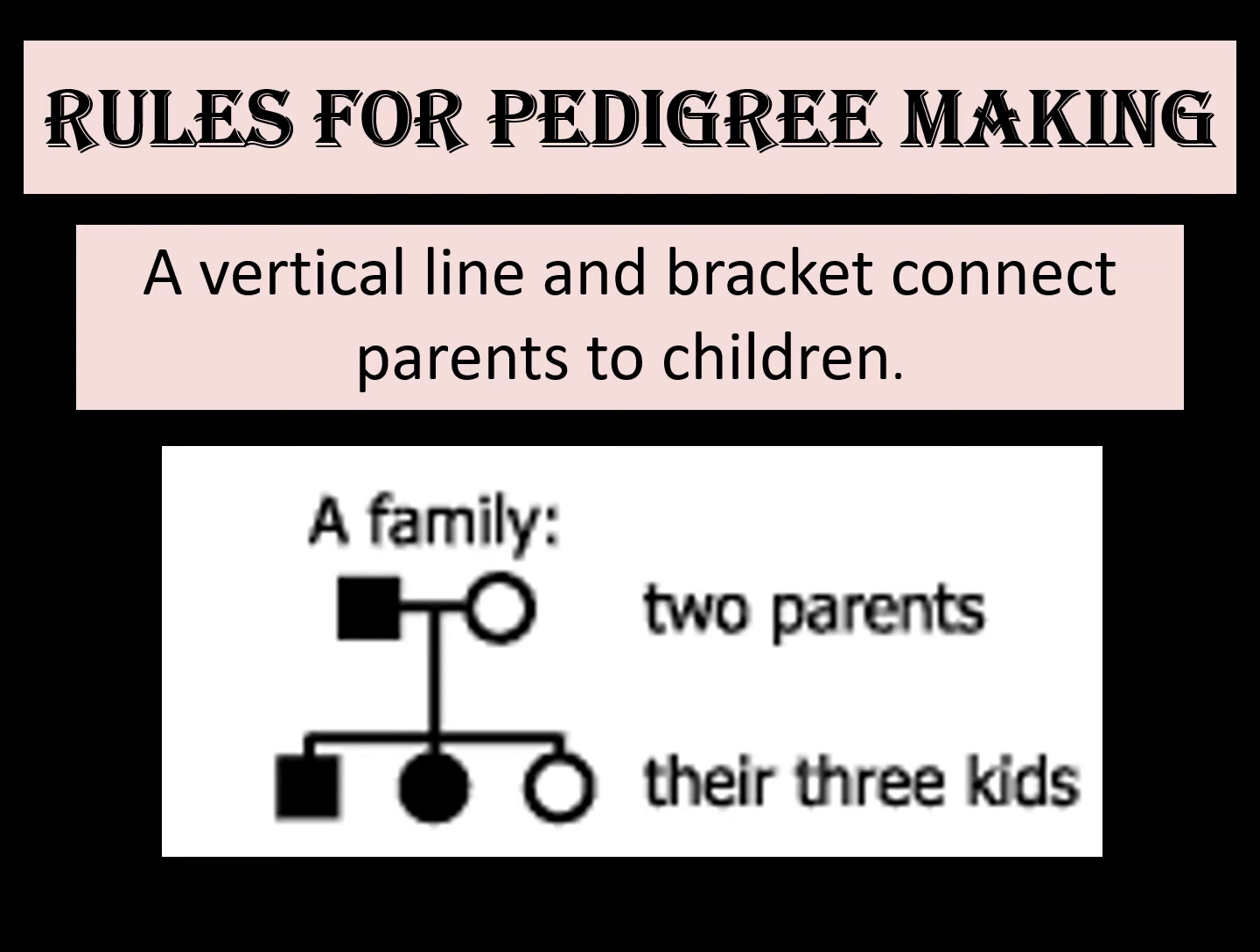So here you can see the first generation is at the top and there are two parents. We see that there is a female and a male and they're connected together with the horizontal line. However, you see a vertical line that drops down to a new bracket, and that bracket represents their children. So you can see here these three children. There's one male and two females.